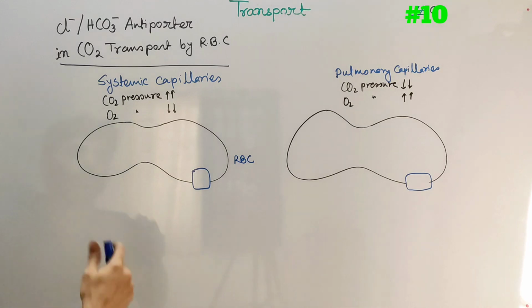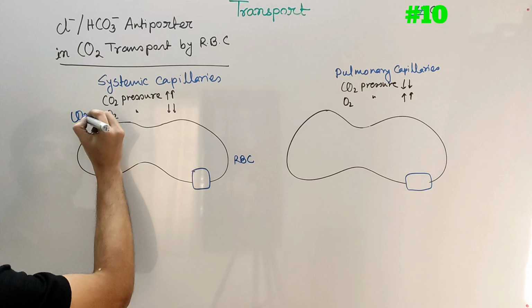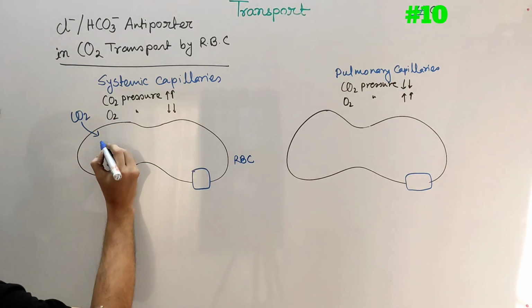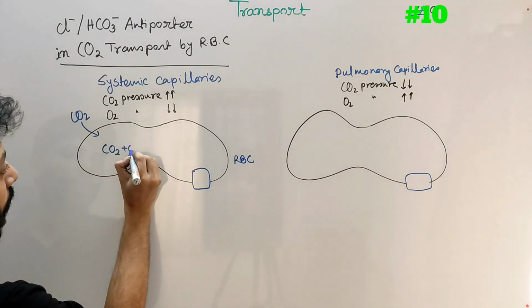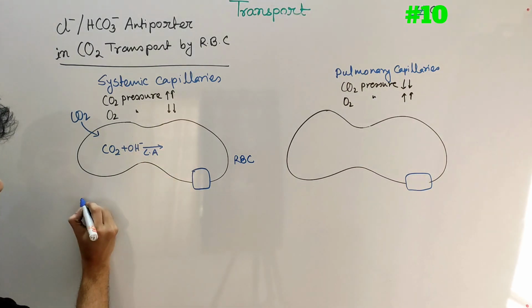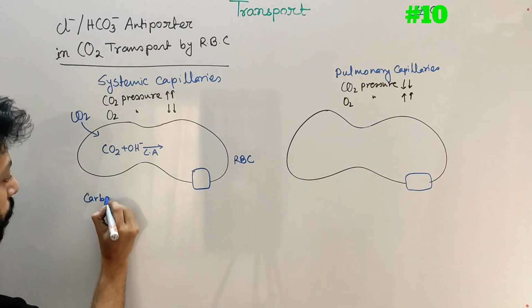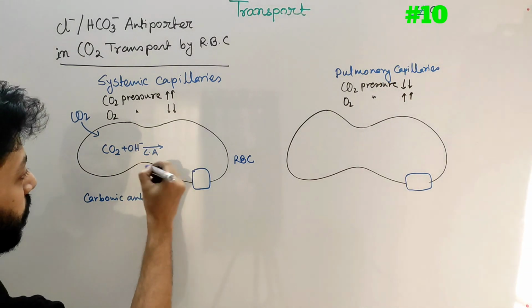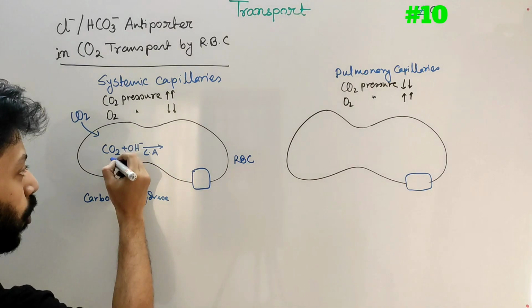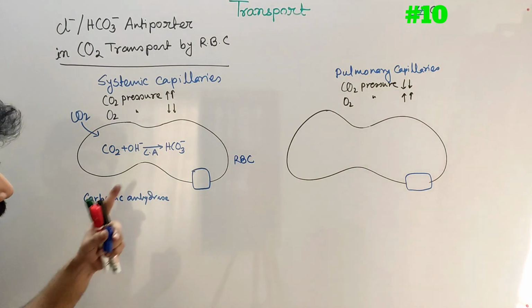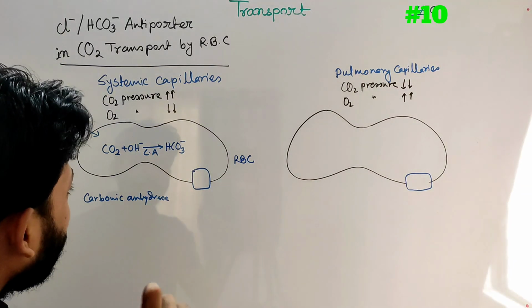So what happens when red blood cells are present in the systemic capillaries? Carbon dioxide enters inside the cell by simple diffusion. Now this carbon dioxide reacts with the hydroxyl ion by an enzyme called carbonic anhydrase. Remember the name of this enzyme? Carbonic anhydrase. This carbonic anhydrase converts carbon dioxide and hydroxyl ions into bicarbonate ions, HCO3 minus. Now what happens here?